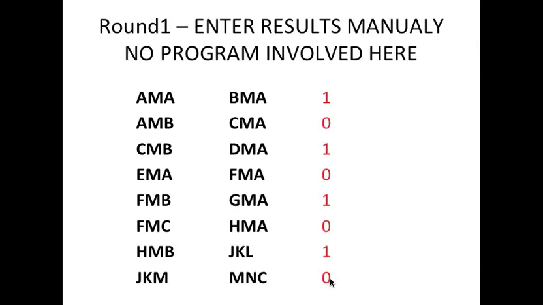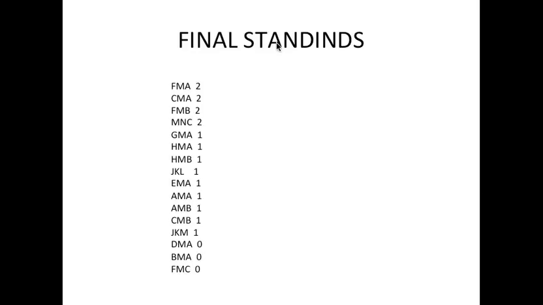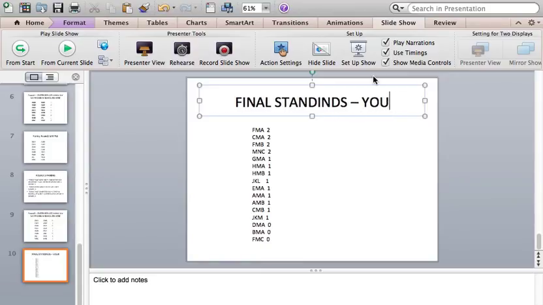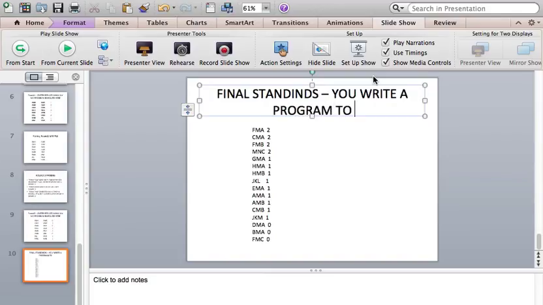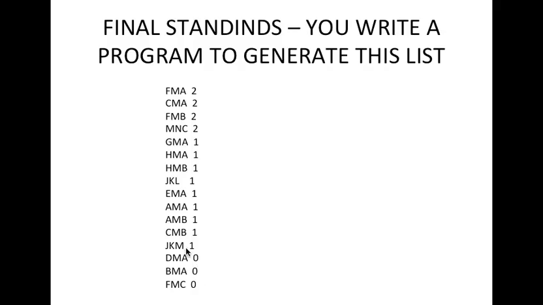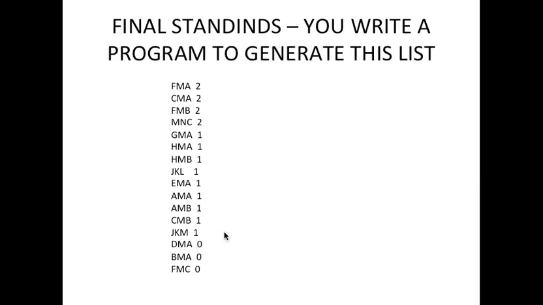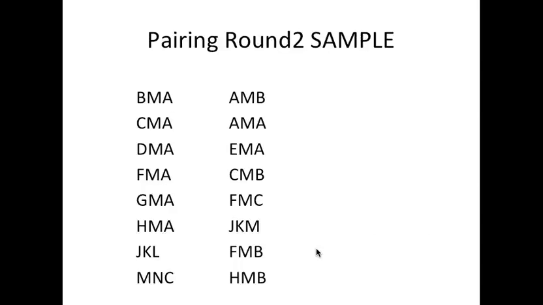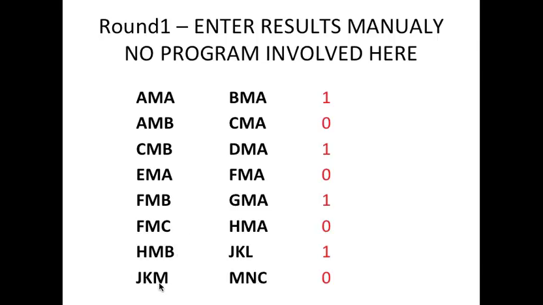So this is what I want. Basically, round 2 is also, you have to write a program for this. You write a program to generate this list using round 1 and round 2. And if you go back here, let's see. JKM is only 1 point. Let's see why he won only 1 point. JKM won round 2. JKM lost here. MNC won. That's why he got 1 point.